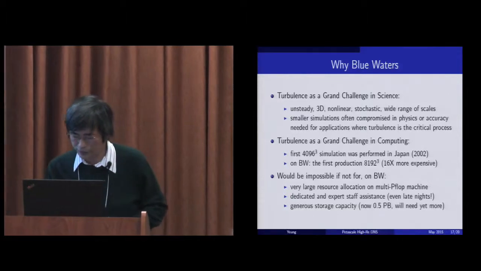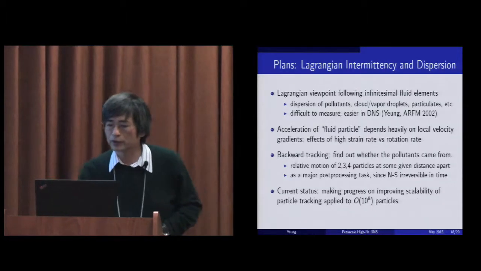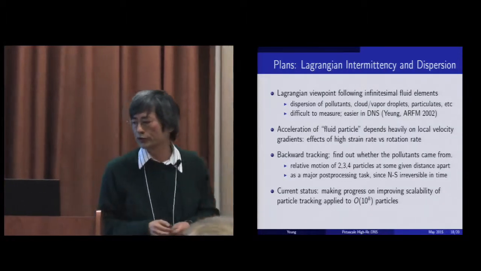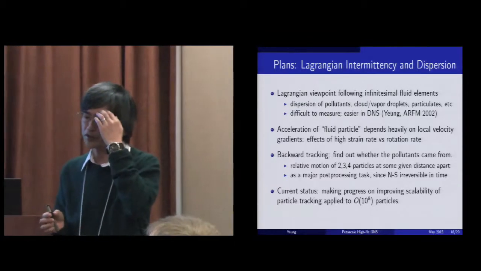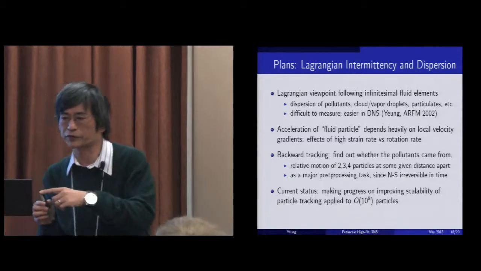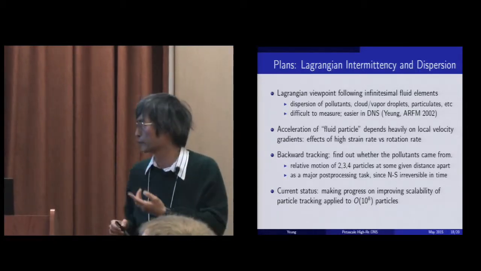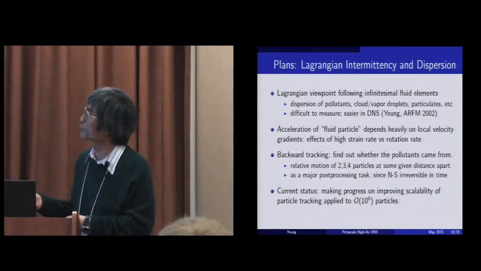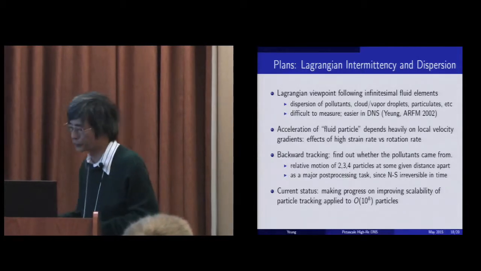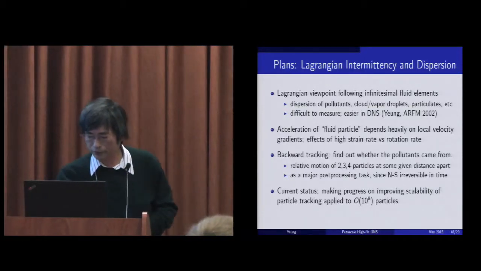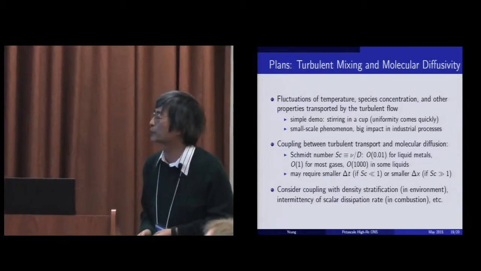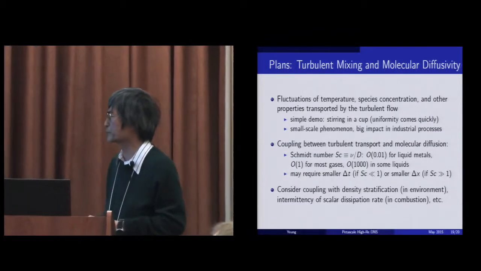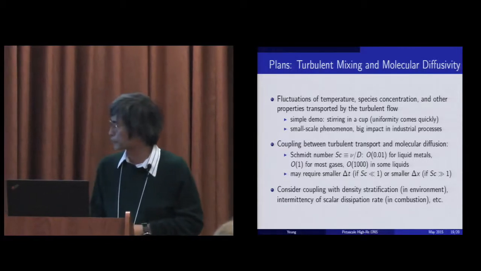Well, why Blue Waters? I think hopefully that is already clear. And we're going to study Lagrangian intermittency. Instead of observing what happens at a location, we will try to follow the path of the fluid. So we will have an observer following the fluid, and that's very important in the study of pollutant dispersion. But we have to improve our code a little bit in order to make our next series of production runs.